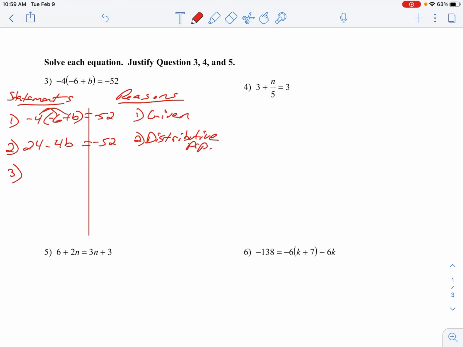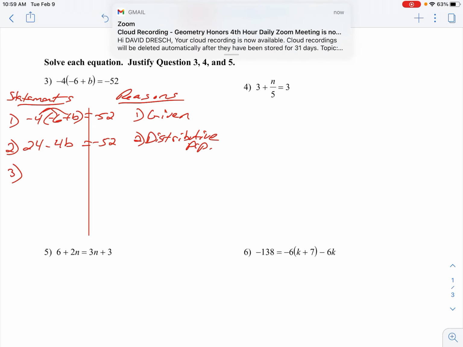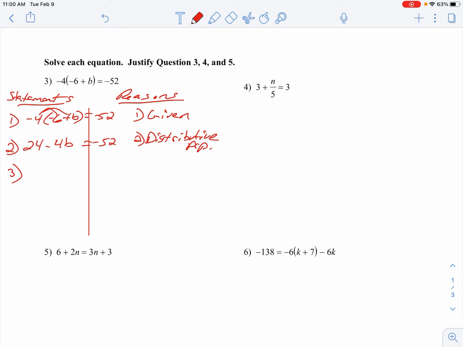Number 3. All right, from there, take a look, see if you have any like terms to combine, but I don't. So with that in mind, we're just basically doing a 2-step problem now. 24 minus 4 times b. So we need to get rid of that 24. We need to get rid of that -4.